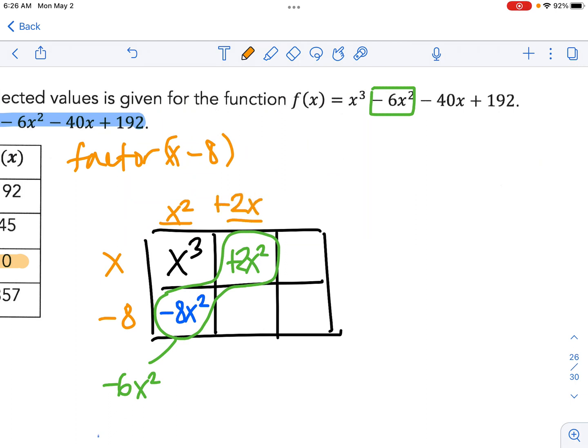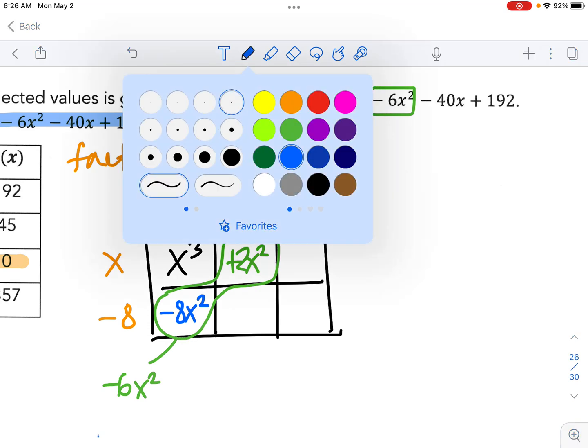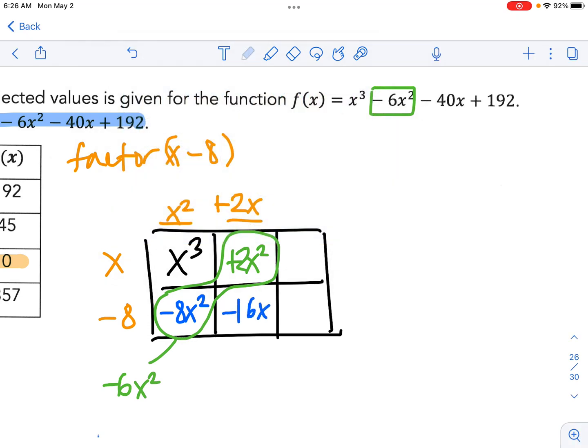We can play the fill in the blank game. So this needs to be a 2x. Then we can play the multiply game. So that looks like negative 16x. And then we can play the combine like terms game to get that next term in the product. So we need minus 40x. I already have minus 16, so I must need minus 24x to make a minus 40. Let's see, 24, 34. Yep, that's what I need. Okay, and then we can start the process all over again.